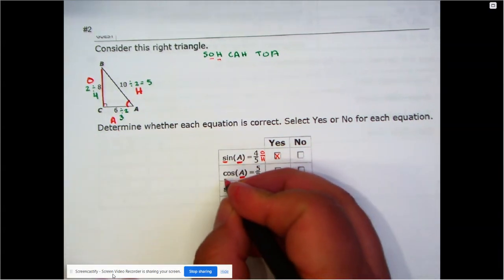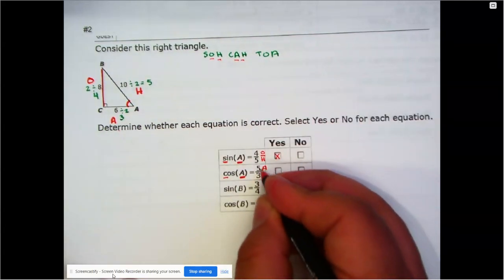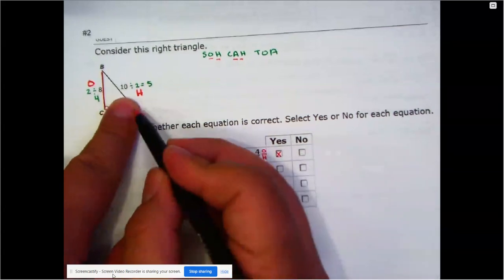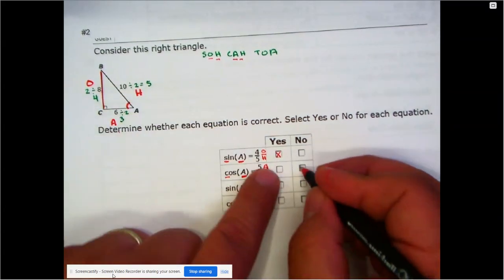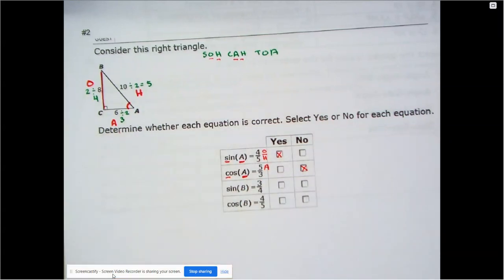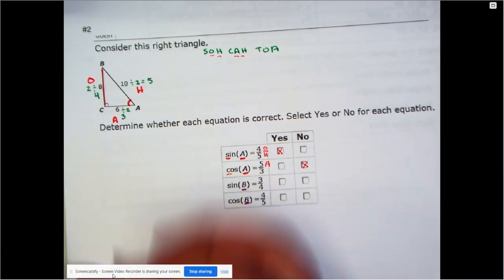Then I look at cosine. Cosine is A over H. Is the 5 the A? Yeah, that is not the letter A. That is our hypotenuse. So clearly they made a mistake on this one. That's all you have to do on this question. You're just checking to see if they were set up properly or not. The next one does use the letter B as a reference angle, so I do have to be careful here.